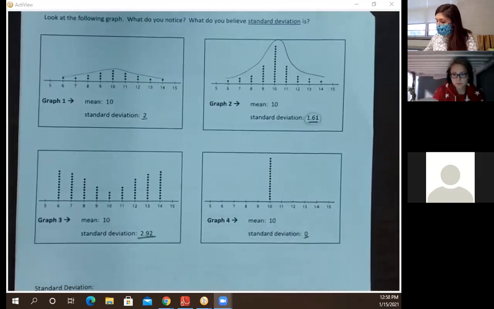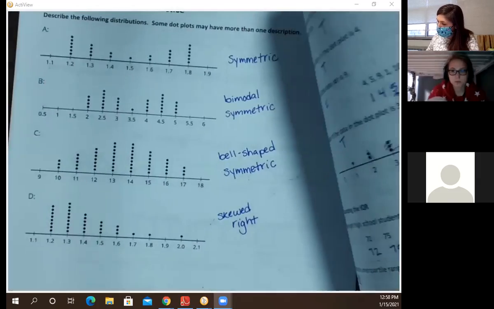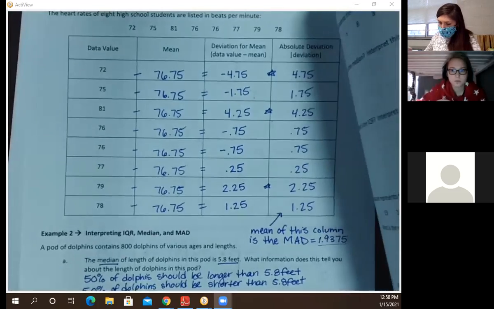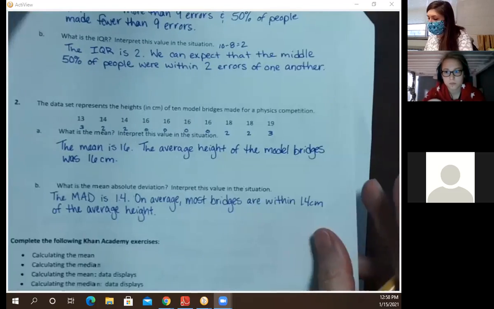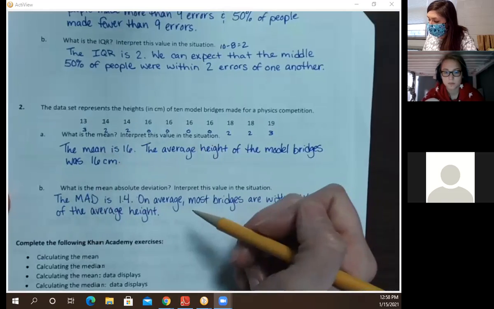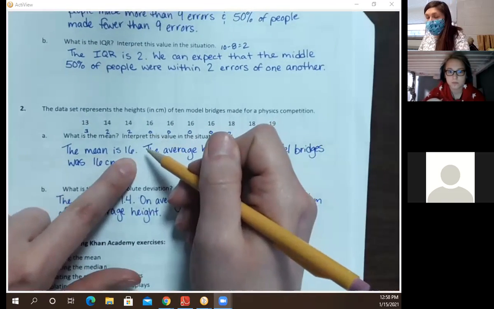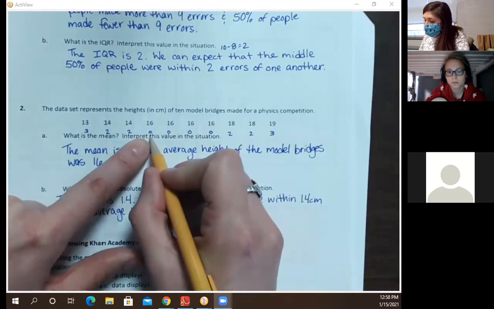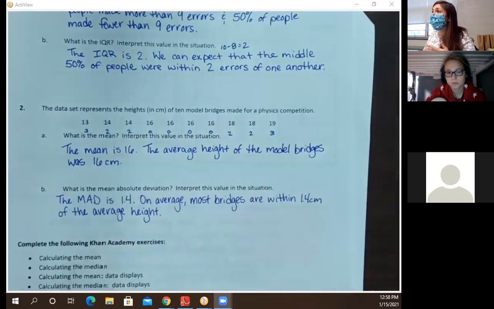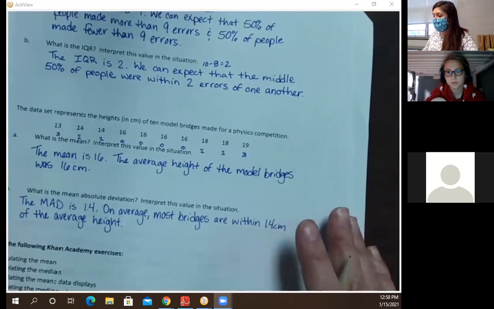And we actually saw that the other day with one of our homework problems. We looked at this at the start of class yesterday. For number 2, on homework from the other night, our mean was 16, and we had some values that were 16. So our deviation there was 0 because there isn't a difference between 16 and 16. They're the same.